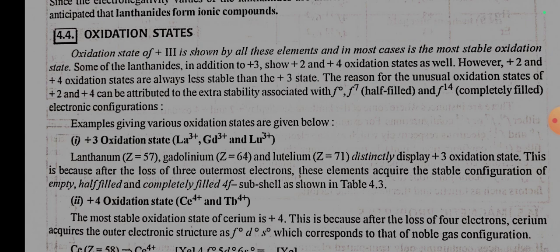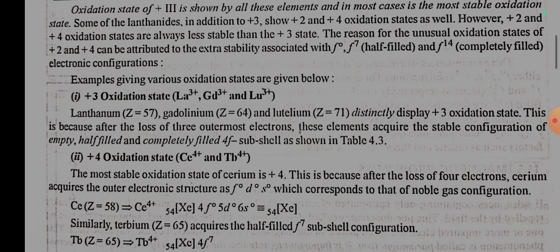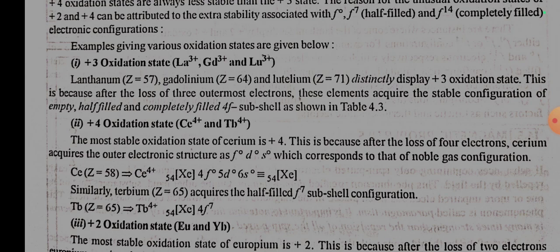Oxidation states. Oxidation state of +3 is shown by all these elements and in most cases is the most stable oxidation state. Some of the lanthanides in addition to +3 show +2 and +4 oxidation states as well. However, +2 and +4 oxidation states are always less stable than the +3 state. The reason for the unusual oxidation states of +2 and +4 can be attributed to the extra stability associated with f0, f7 and f14 electronic configurations. Examples giving various oxidation states are given below.